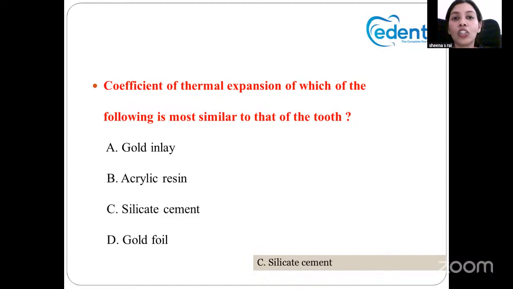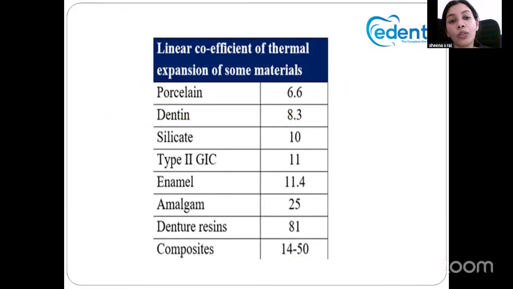If it is GIC, after silicate, the most common is GIC. Please keep this in mind. The values have also been asked, so learn them by heart. This is very important. At least keep in mind the dentine, enamel, GIC, and the silicate cement values.